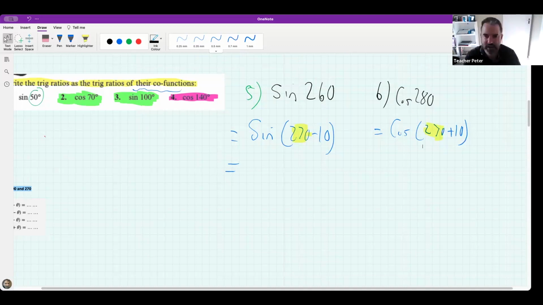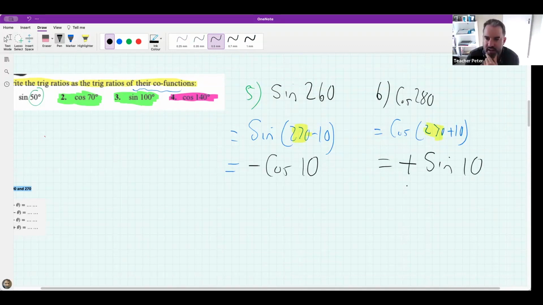Okay, yes. So in quadrant 3, sine is negative. So this will become minus. We change it to the co-ratio cos, and then it's 10. And for number 6, we're in quadrant 4, but cos is positive there. Then this changes to sine, and that's going to be 10. So the cos of 280 is in fact the same as the sine of 10.